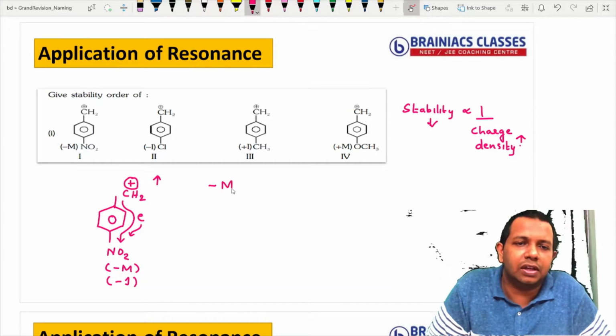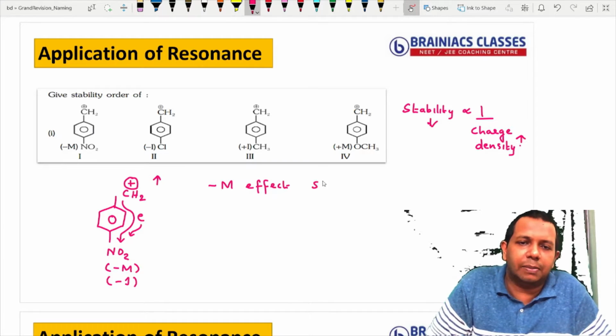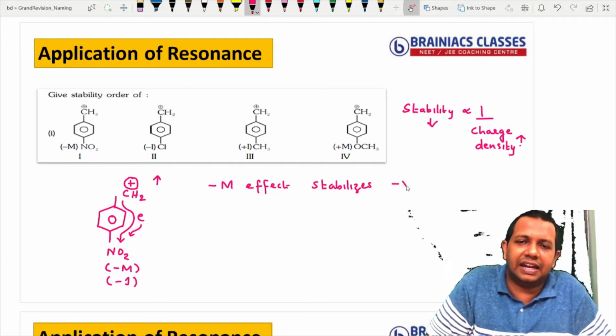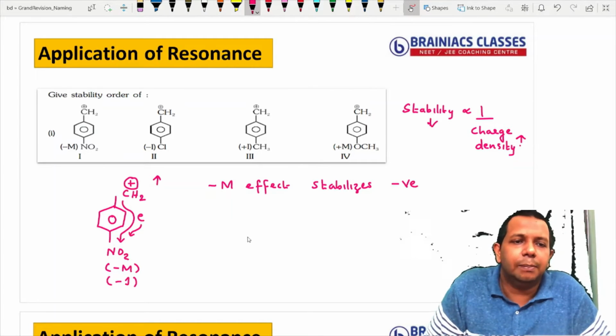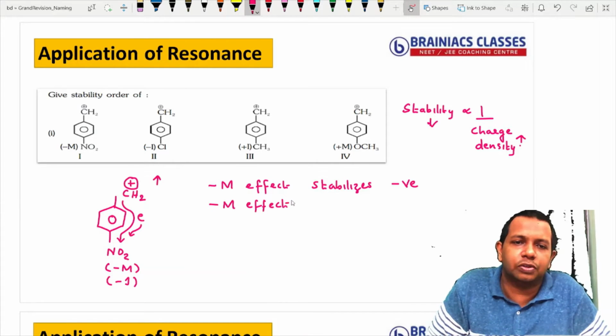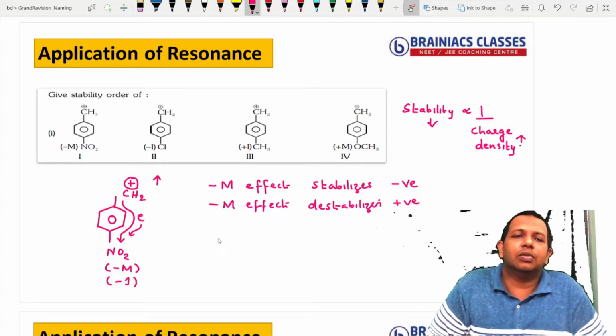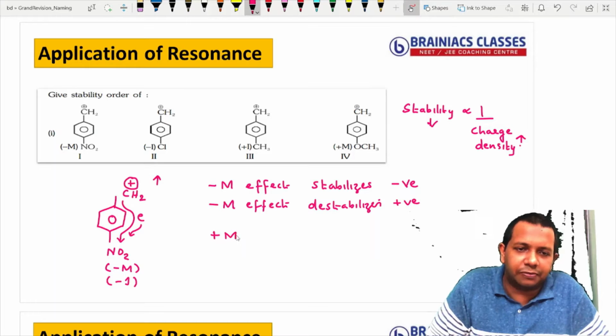Please remember this point. Minus M effect stabilizes what charge? You need to remember this. Stabilizes negative charge. Minus M effect stabilizes negative charge. And what will it do to the positive charge? I can say the minus M effect destabilizes. Destabilizes means instability. Destabilizes what charge? Positive charge.